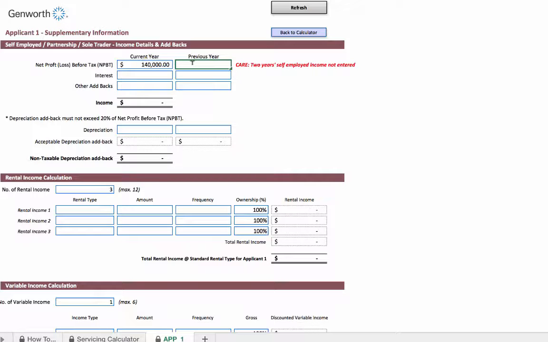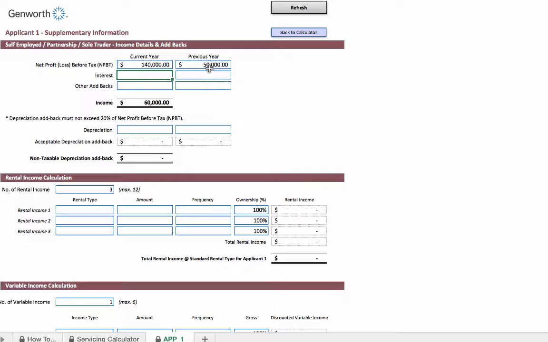But we're going to say Johnny's previous year was a bit crappier. It was down about 50. And no interest or any other add-backs. Almost all of the lenders that want the 2 years figures, so as I said, 80-85% want 2 years, nearly all of them will average the 2 years out. So 140 plus 50 divided by 2 doesn't come to 60.